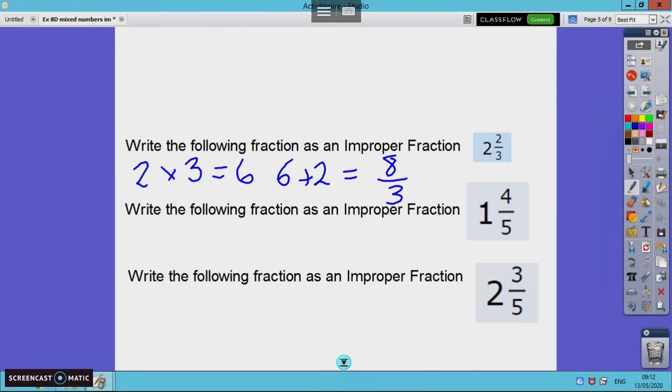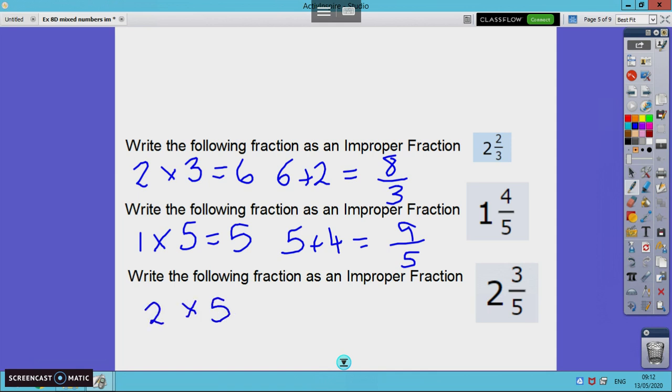Have a look at the next one. The 1 times the 5, which gives us 5. And then we do 5, add 4, which gives us 9. And then we write it over 5. 9/5. And the last one, 2 times the 5, so the whole number times the denominator, 2 times 5 is 10. Add the numerator, 10 add 3 gives us 13 over 5. Okay, so 13 fifths, 9 fifths and 8 thirds are your answers for those.